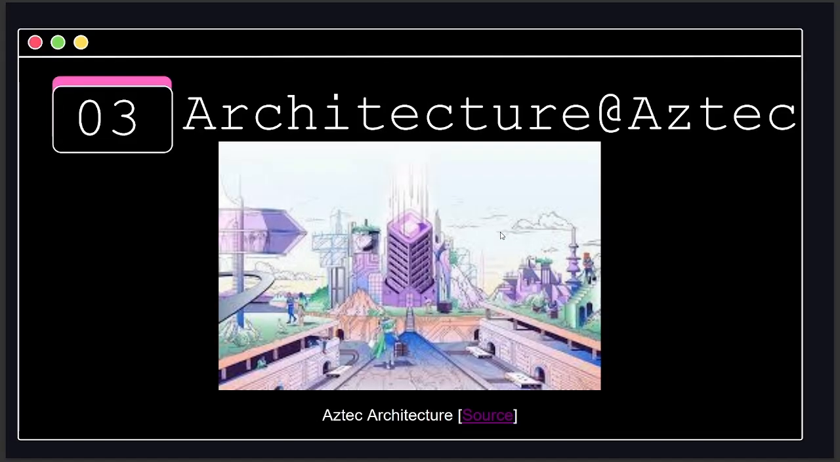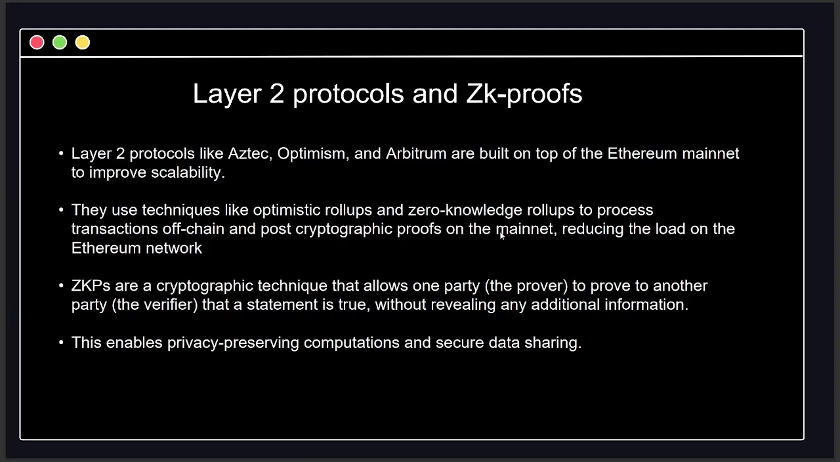Let's move on to the architecture of Aztec. Layer 2 protocols like Aztec, Optimism, and Arbitrum are built on top of the Ethereum mainnet to improve scalability. Look at the layer 2 protocols. A previous analogy that I have given in the previous workshop is like a flyover bridge over the main road. Sort of, let's say, you're removing the traffic of the main road, and then this allows for more transactions, more traffic, more transactions, because you are taking a part of it away. So, more cars can pass through the road.